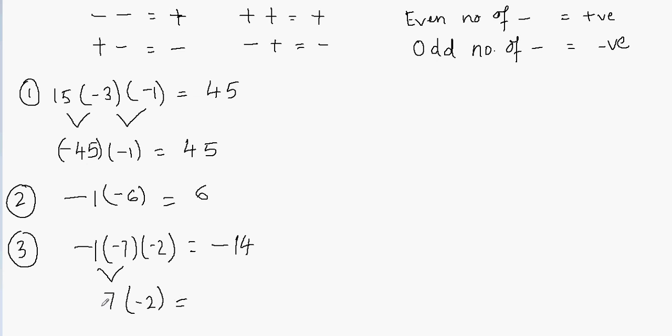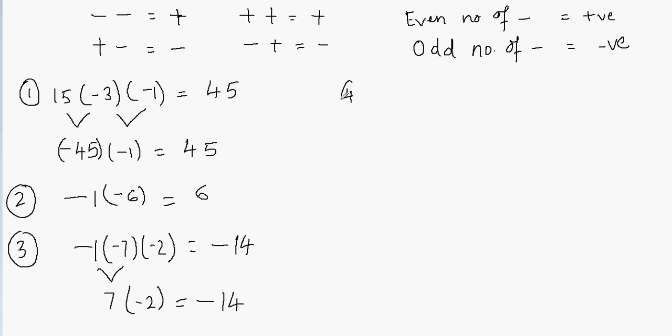Now 7 is a positive number. 2 is a negative number. Whenever you multiply numbers with opposite signs, you get negative results. So you know that the answer will be negative. You put the negative sign in front of it. And then you just multiply the numbers, ignoring the signs. 7 times 2 will give you 14. And you still get the same answer. You see that in both the situations, you get the same answer.